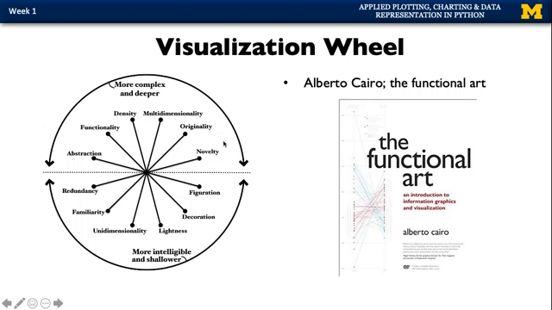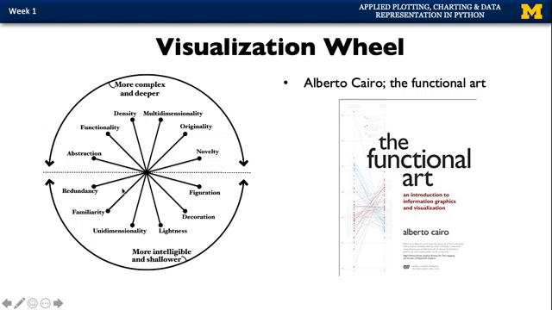If you stay on this part of the wheel, you are getting more complex and deeper figures. But if you go to the other side, redundancy, familiarity, unidimensionality, lightness, decoration, and figuration, this is more intelligible and shallower. So you see, this is multidimensionality and this is unidimensionality. They are opposite. If you go to the multidimensional, you get more complex and deeper images. If you go to the unidimensional side, you get more intelligible and shallower.